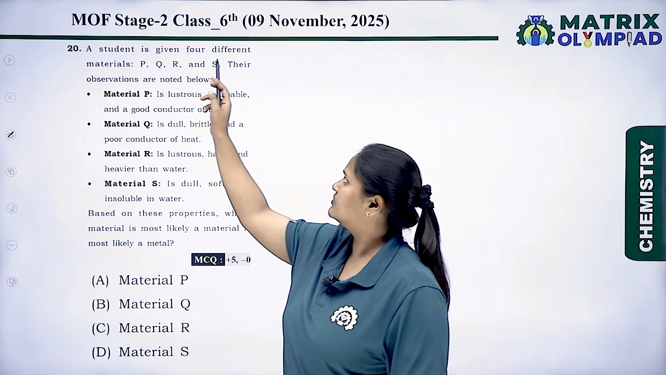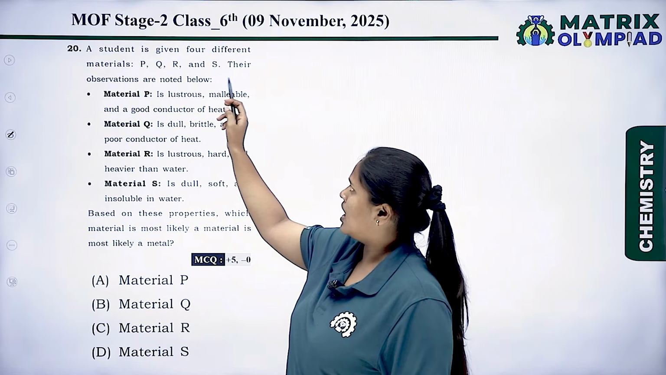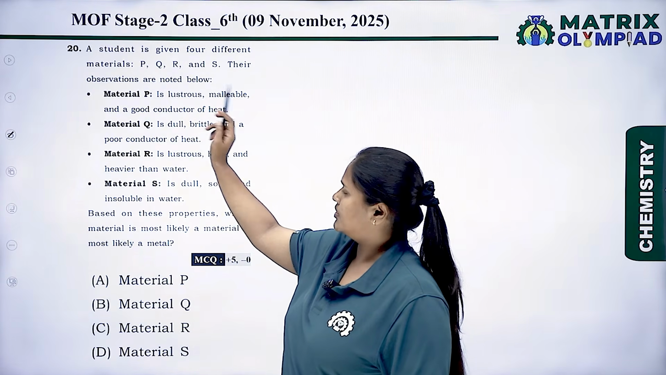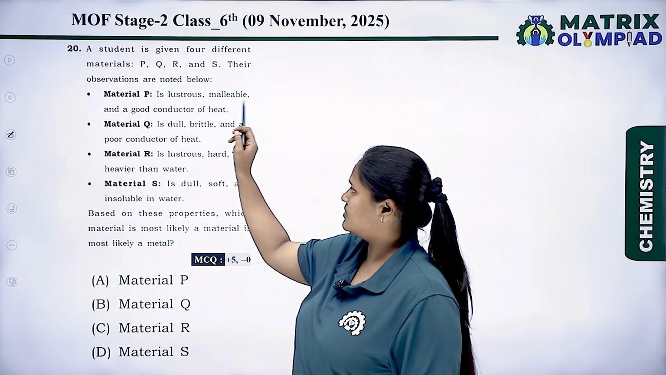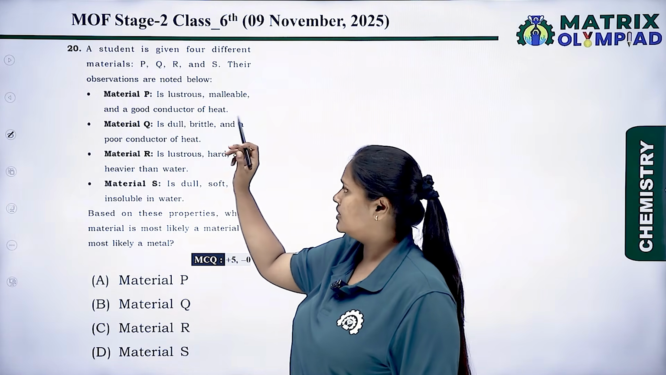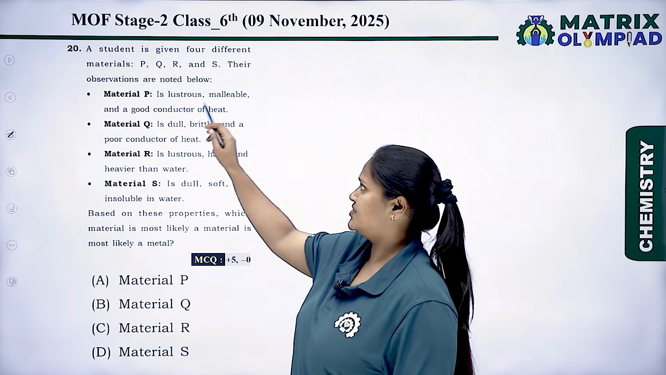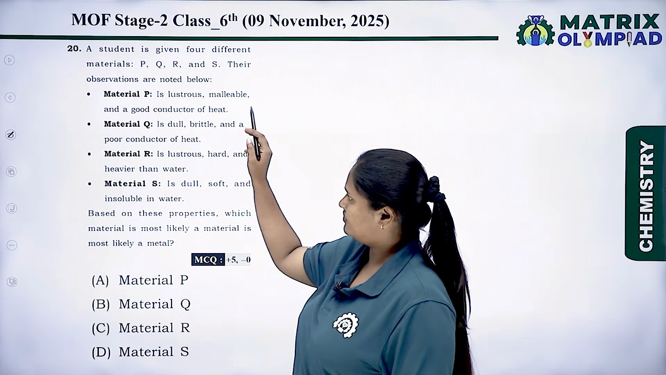A student is given 4 different materials P, Q, R, S. Their observations are noted below. Material P is lustrous, malleable and a good conductor of heat.